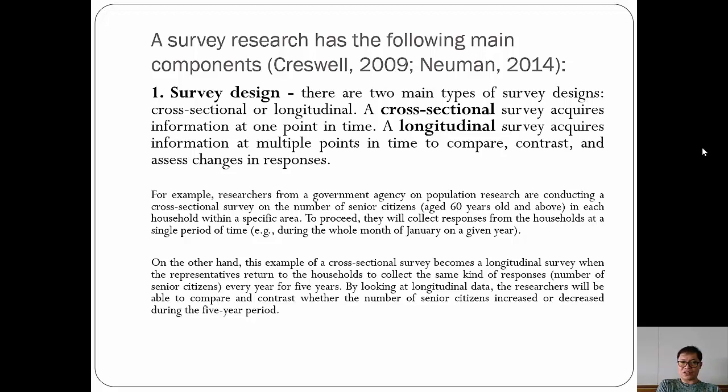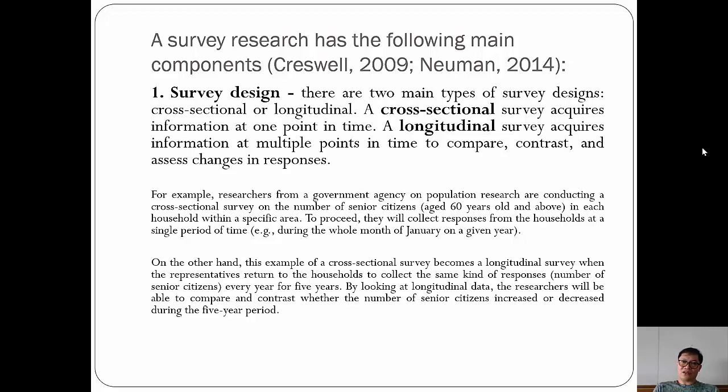Okay? Cross-sectional survey. On the other hand, this example of a cross-sectional survey becomes a longitudinal survey when the representatives return to the household to collect the same kind of responses, the number of senior citizens, every year for 5 years. By looking at longitudinal data, the researchers will be able to compare and contrast whether the number of senior citizens increases or decreases during the 5-year period.